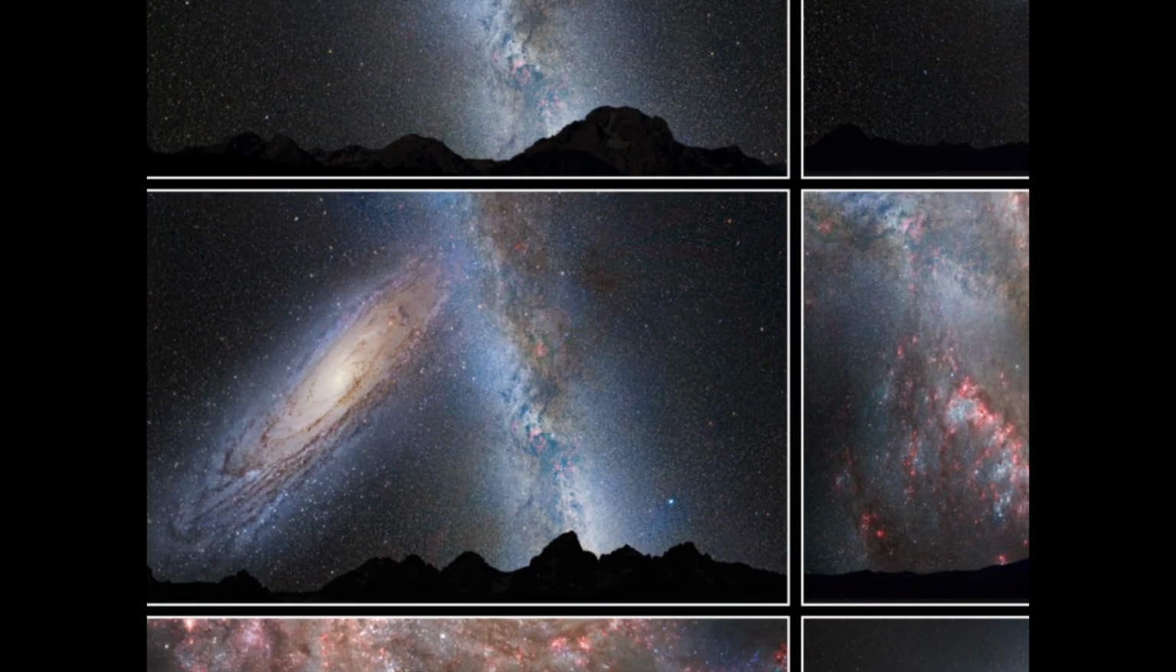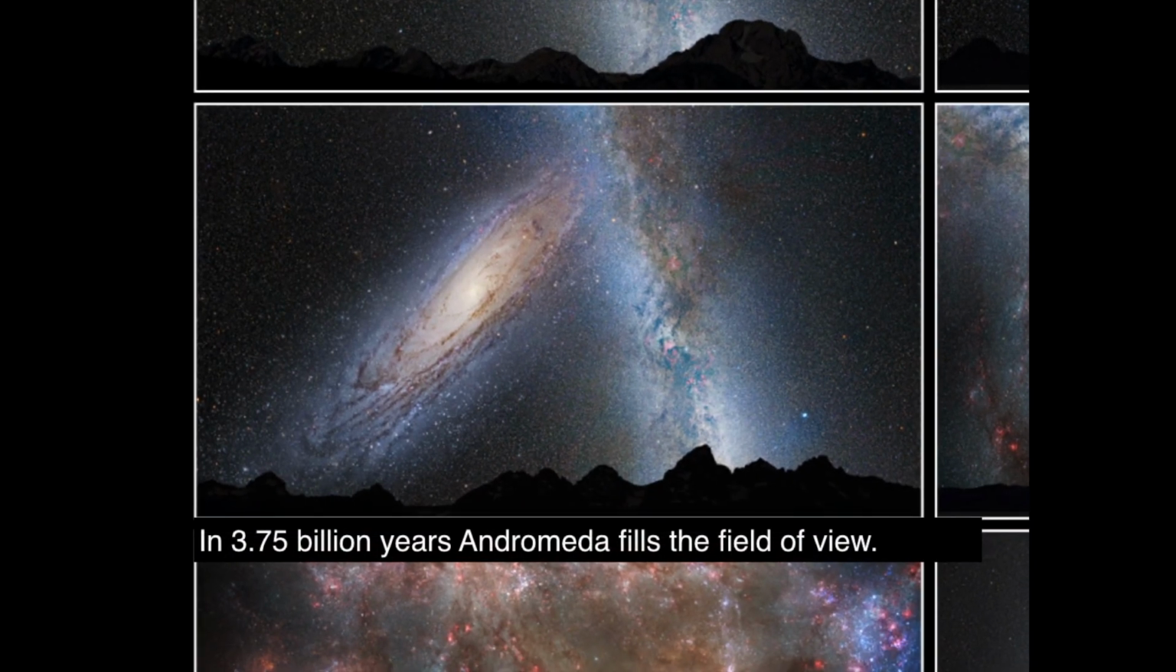All right, so then we go to about 3.5 billion years. The Andromeda Galaxy is now extraordinarily large in the field of view. It takes up about half the sky, more than half the sky in our view.